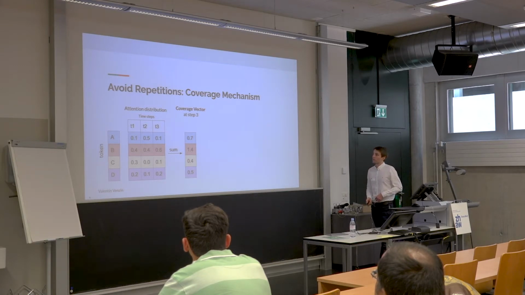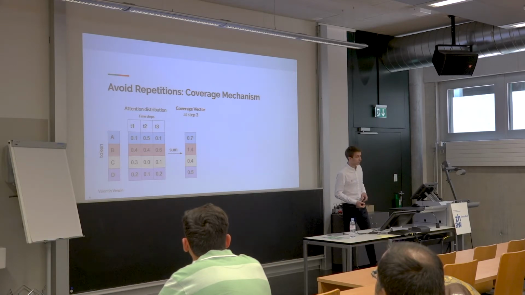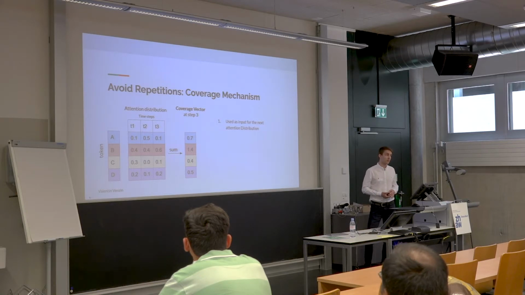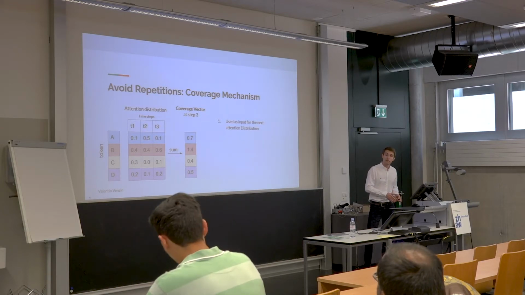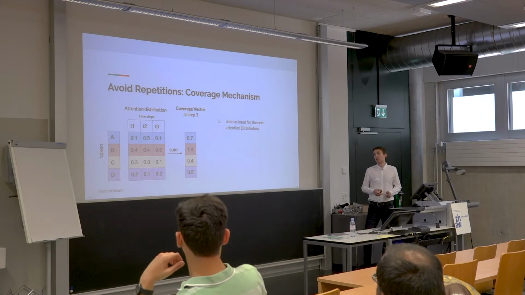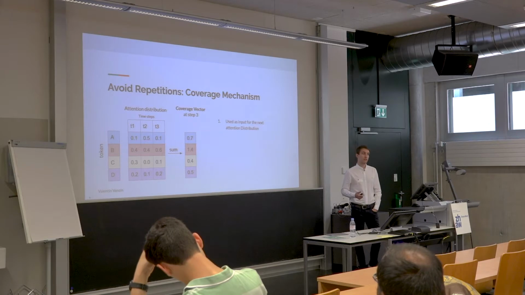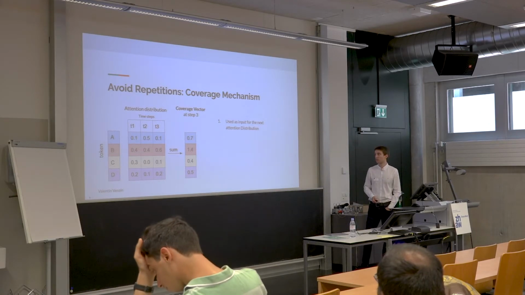Okay, so why does this make sense, or why should we do that? Because this keeps track of which words are frequently attended to. And now we can use this coverage vector as an additional input to create the next attention distribution. So the model might learn to not attend to the same place several times, and by doing so, learn to not produce the same words all the time. So we don't have repetitions. That is the goal.